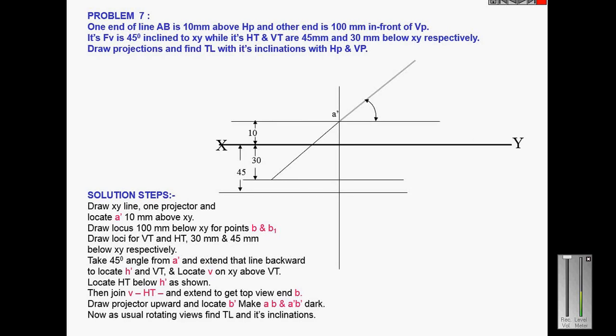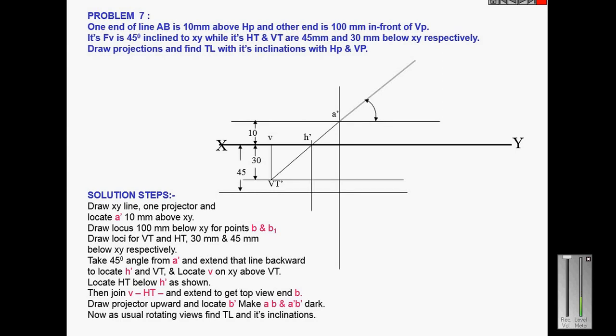Then I just extend my front view, and we know that when I extend my front view, it will touch the reference line. That point is called H dash. So this point is H dash, and it will touch the line. So this is vertical trace, because we know that the vertical trace is 30 millimeter below XY line. So this point is vertical trace. Draw a perpendicular line through vertical trace. It will meet the XY line. That point is called V. So this is the top view of vertical trace V.